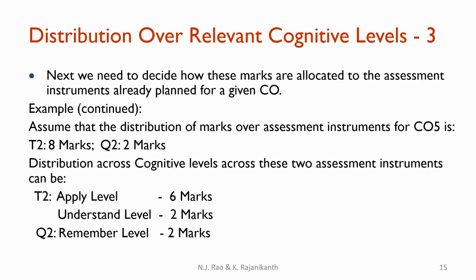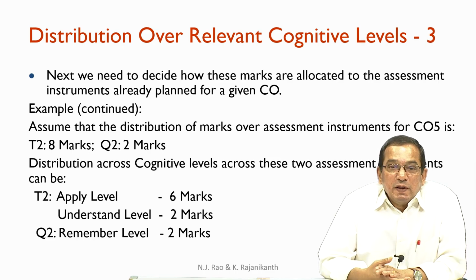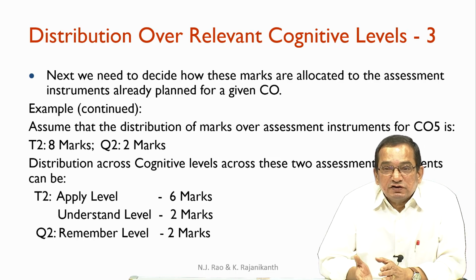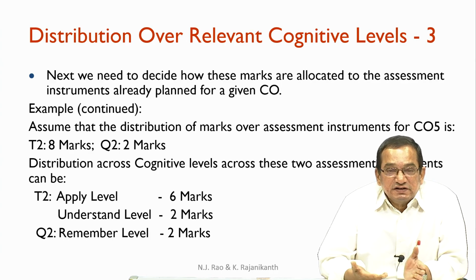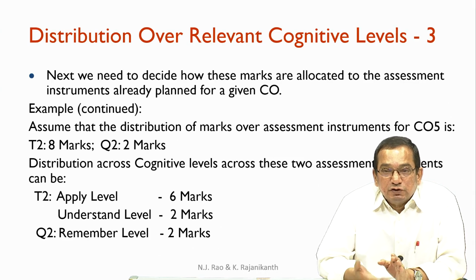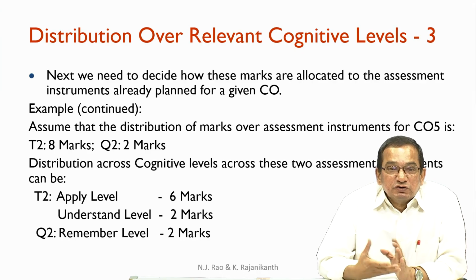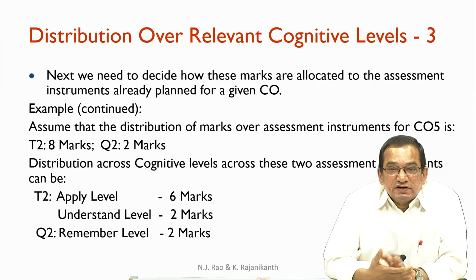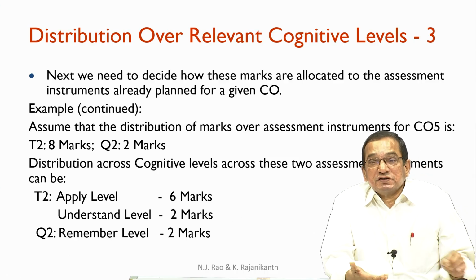So, the distribution of marks related to CO5 across cognitive levels across the relevant assessment instruments is as follows. In test 2, there will be an assessment item for 6 marks at apply level related to CO5. There will be an assessment item at understand level for 2 marks related to the same CO5, and in quiz 2 there would be 1 or 2 items at remember level which will be for 2 marks related to that CO5. So, this completes the plan process for a particular CO, and this we must do for all COs.